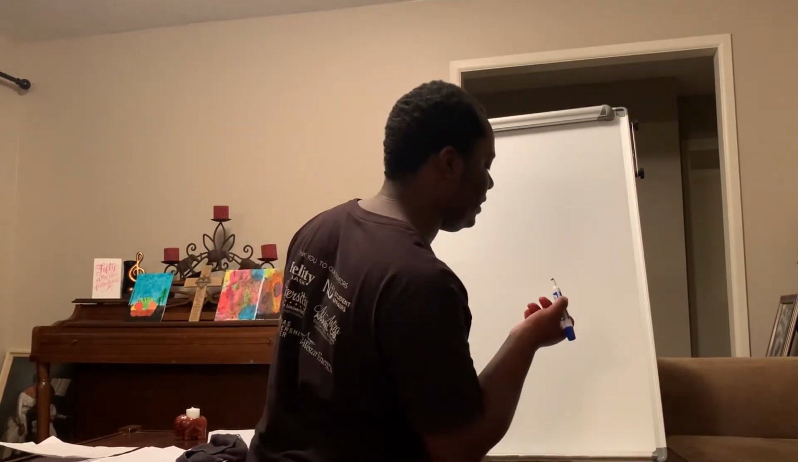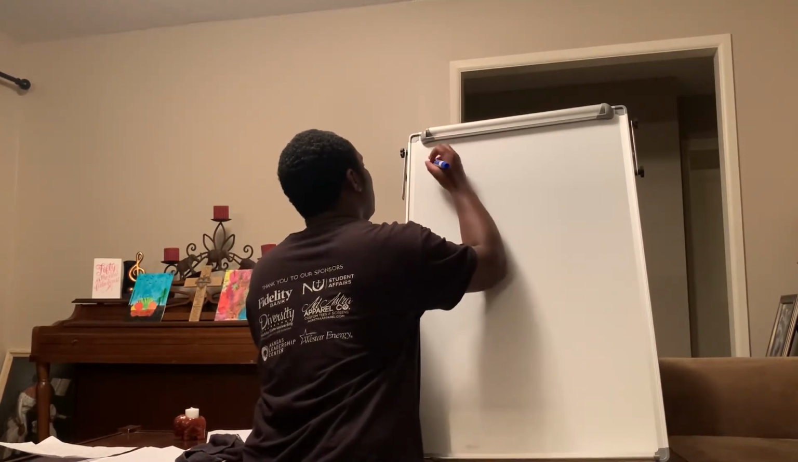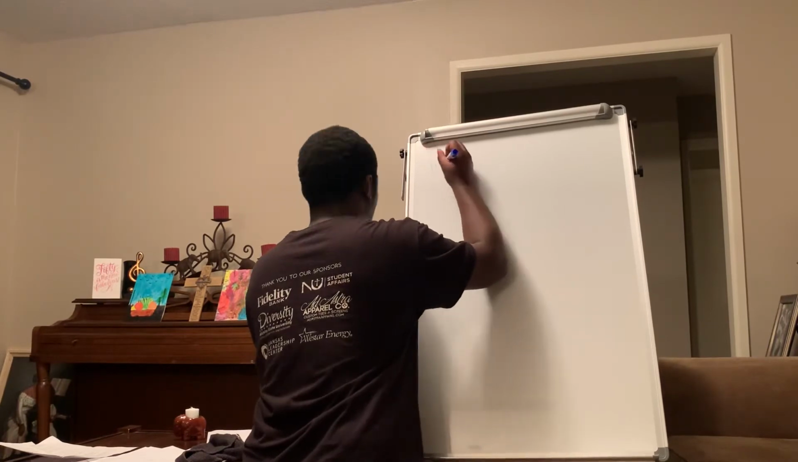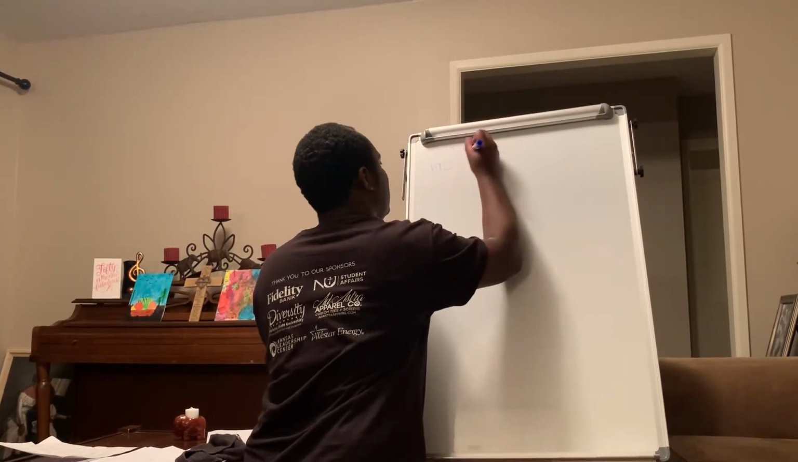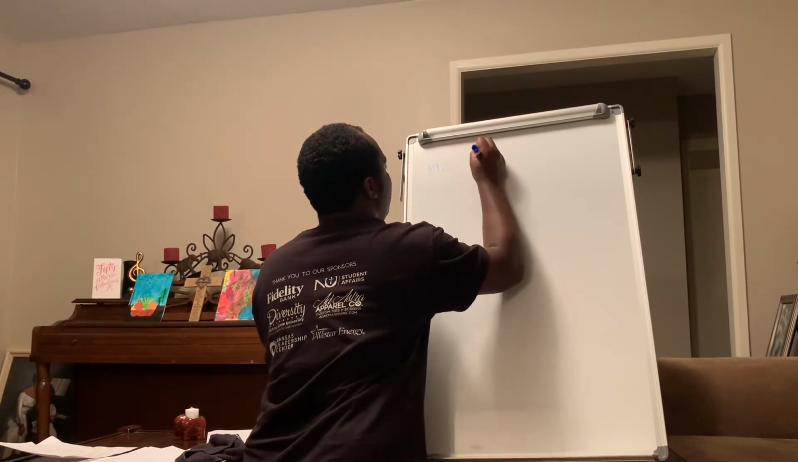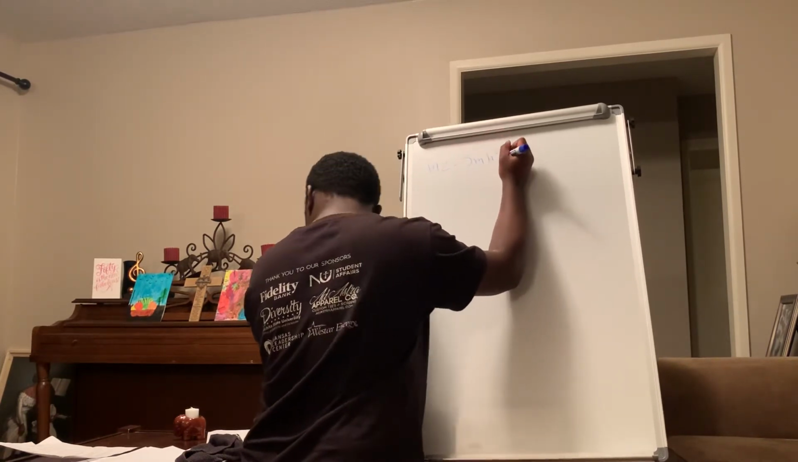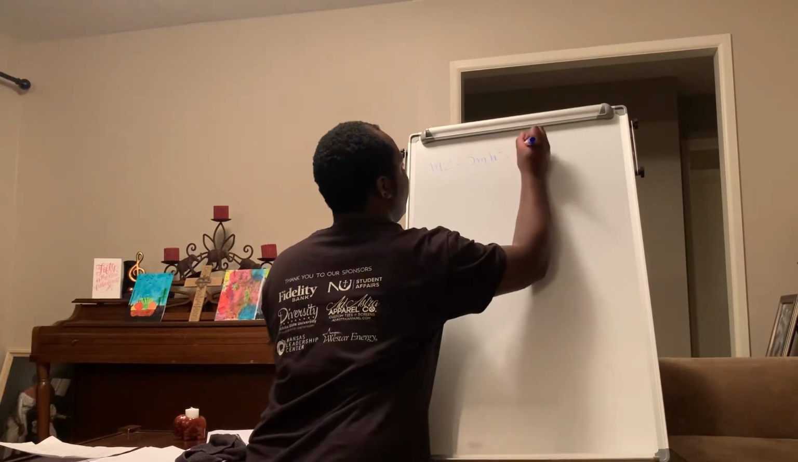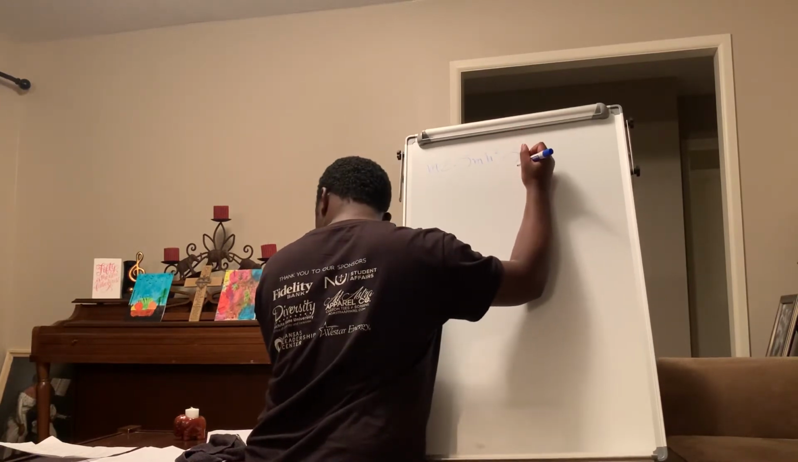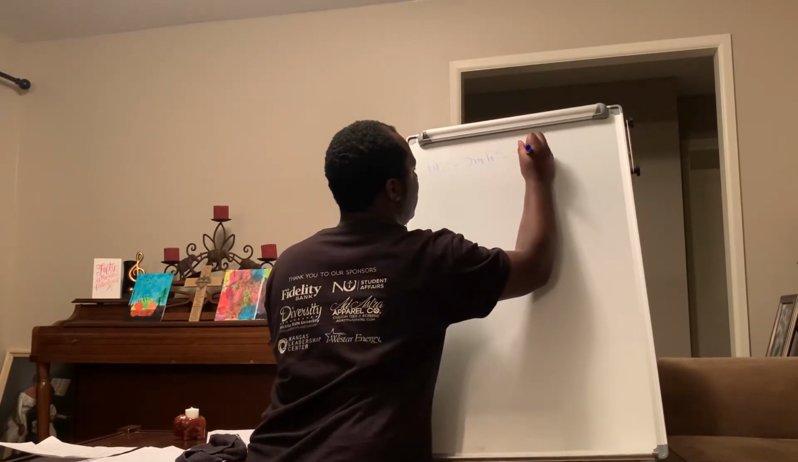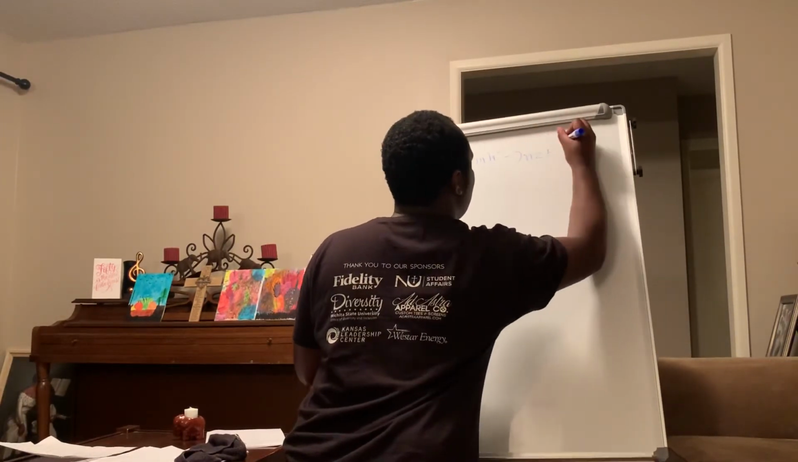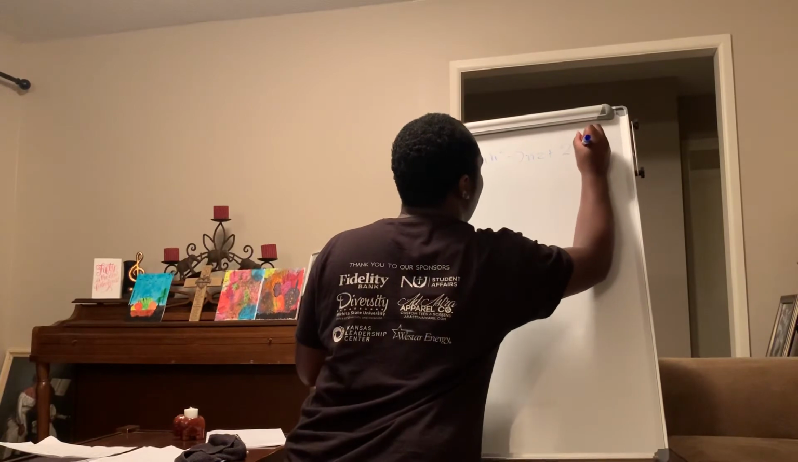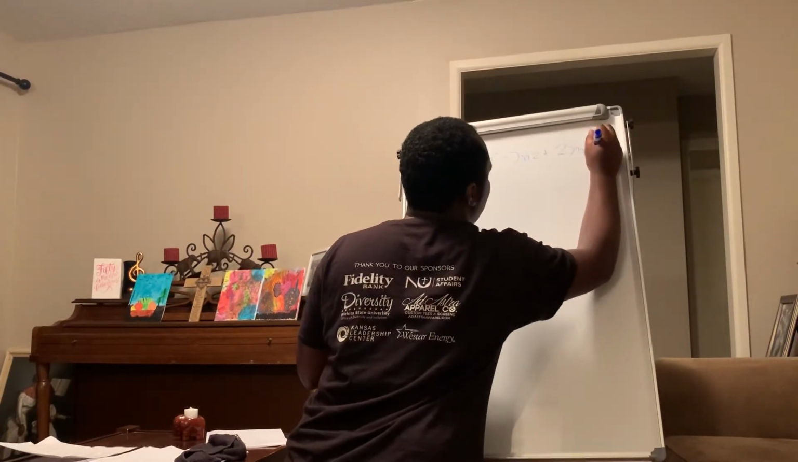Our next one is MZ minus 5MH squared minus 5NZ plus 25NH squared.